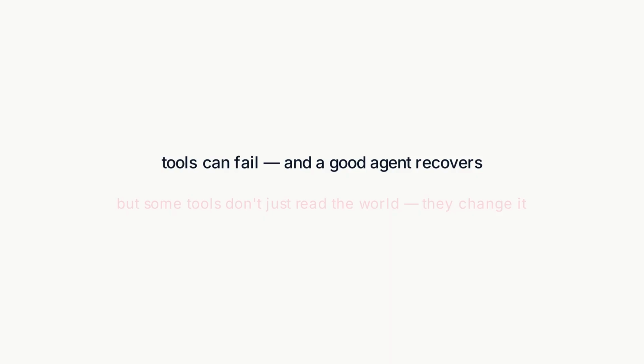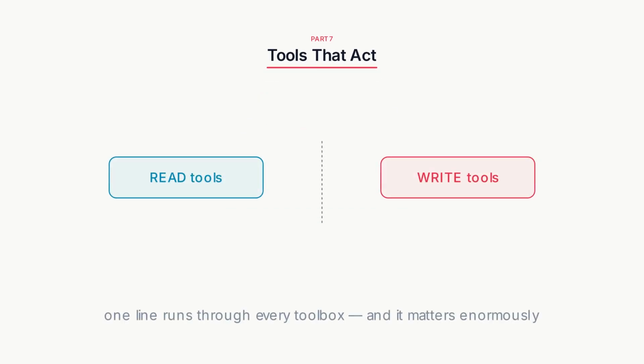So tools can fail and a good agent recovers, but there's a deeper issue than failure. Some tools don't just read the world, they change it, and that changes everything. Part 7. Tools that act. There's a quiet but crucial line running through every toolbox. On one side, read tools. On the other, write tools, and the difference matters enormously.